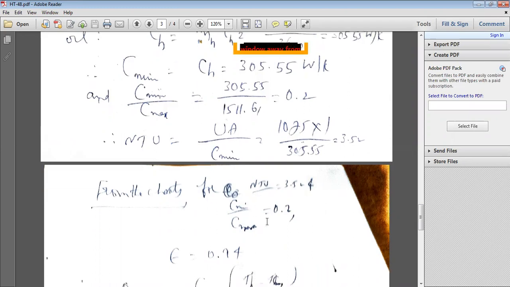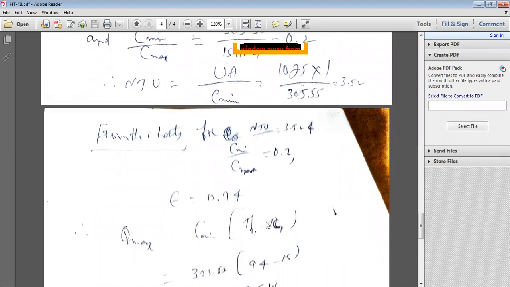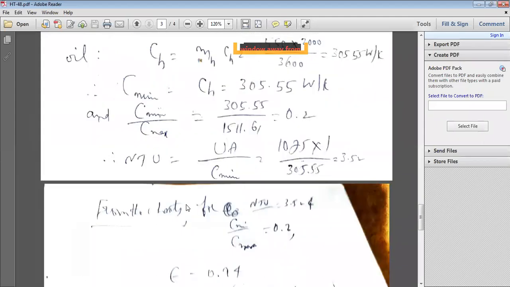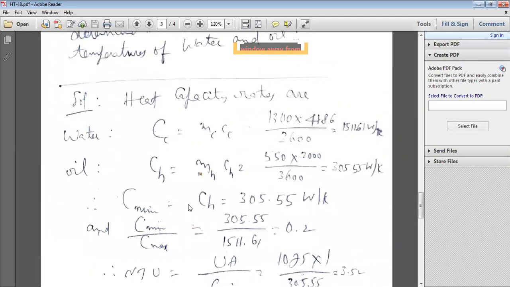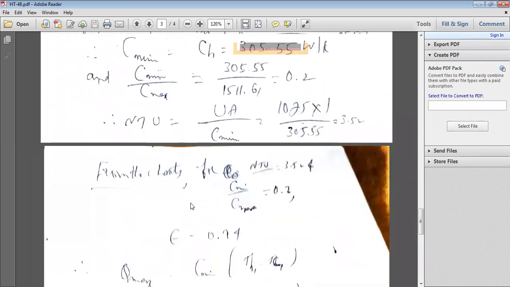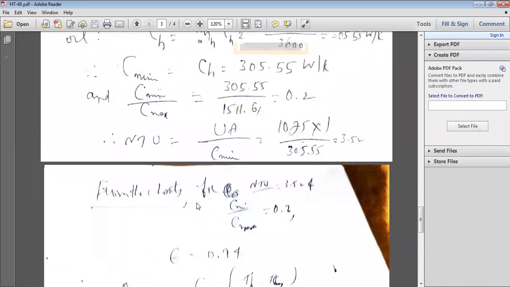From the charts. So here, again you have to calculate epsilon, effectiveness, but sometimes you can calculate the effectiveness directly. Sometimes you can get the effectiveness from the heat exchanger charts also. From the NTU method, they are readily available. Charts are readily available from the heat transfer data book.